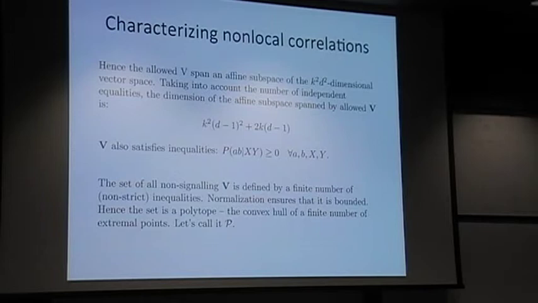So taking those equalities into account, the allowed V that we can actually have span an affine subspace of that k-squared d-squared dimensional vector space. If you take into account the number of independent equalities, those and the normalization conditions are not all independent, so you have to think about it. You'll get that the dimension of that affine subspace is this thing, and of course V also satisfies a simple set of inequalities that correspond to probabilities being greater than or equal to 0. So the set of all possible non-signaling correlation vectors V is defined by some finite number of non-strict inequalities. Normalization ensures that it is bounded. Hence the set we're talking about is a polytope, that is, a convex hull of a finite number of extremal points. Let's call that polytope curly P.